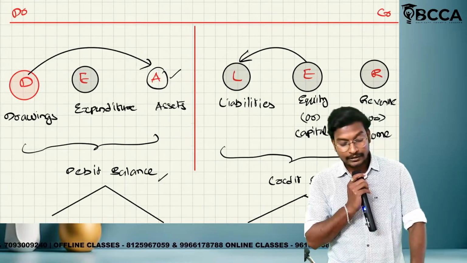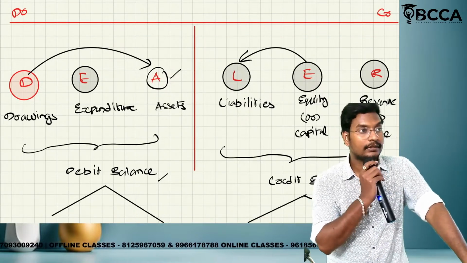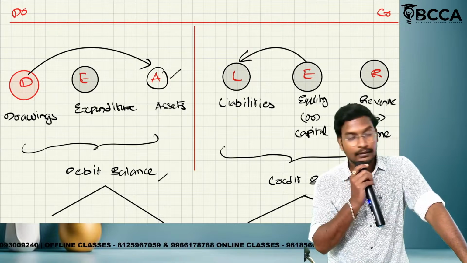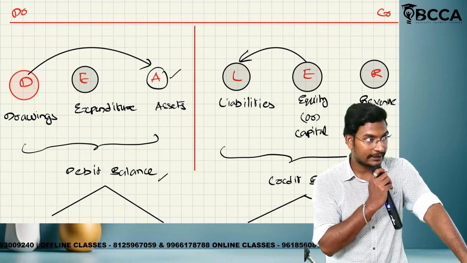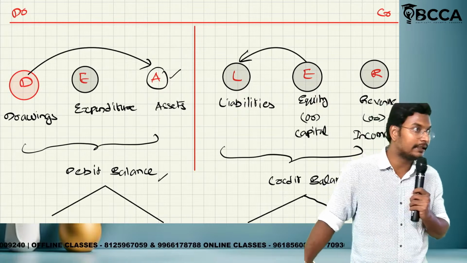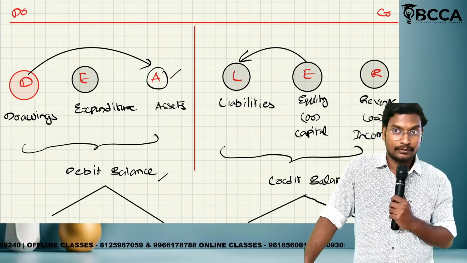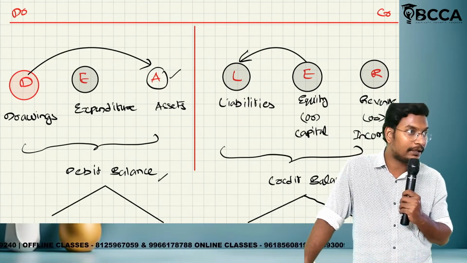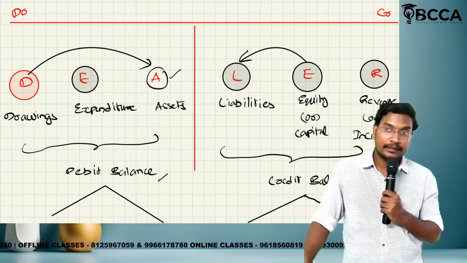But finally, we are divided into four categories. Drawings is also called an asset, capital is also called a liability. So mainly we have four categories: expenditure and assets, incomes and liabilities. Now expenditure and assets are debit balance, income and liabilities are credit balance.